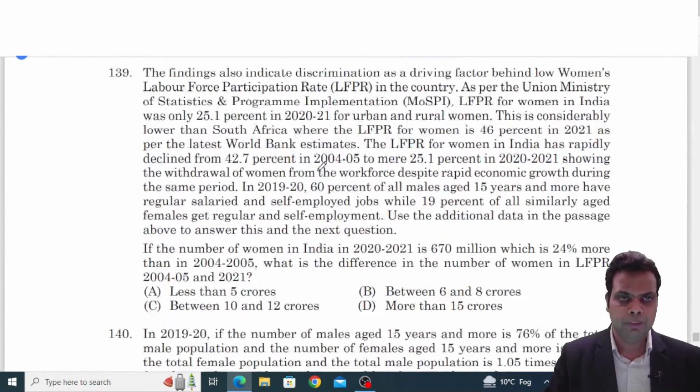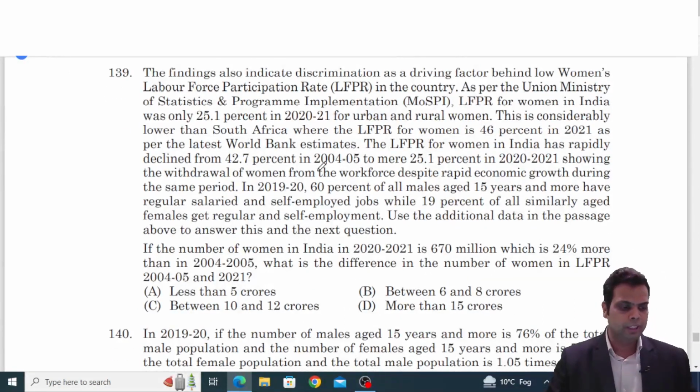Question number 139. If you read this data, you find all the information given in question 139. It says the finding also indicates discrimination is a driving factor behind low women's labor force participation rate in the country. As per the Union Ministry of Statistics and Program Implementation, LFPR for women in India was only 25.1% in 2020 to 2021 for urban and rural areas.